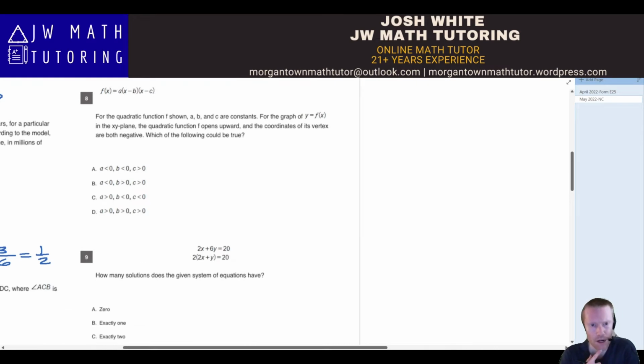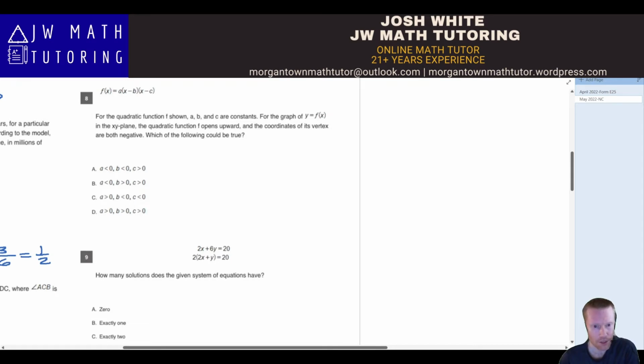All right, next problem, number 8. Here we have a quadratic function, and basically it's given in intercept form, and they give us also some information about it, basically that it opens upward, and that its vertex coordinates are both negative. And then it says, which of the following could be true?